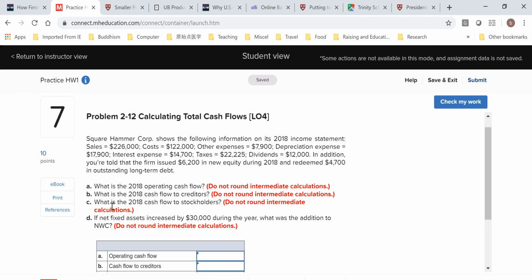This is question number 7 of practice homework 1. So here we're provided with a bunch of numbers from the income statement. In addition, you're told that the firm issued $6,200 in new equity during 2018 and redeemed $4,700 in outstanding long-term debt. So A, what is the 2018 operating cash flow?